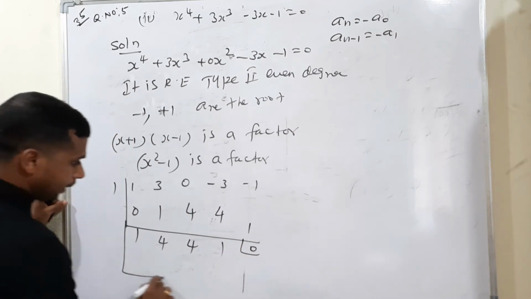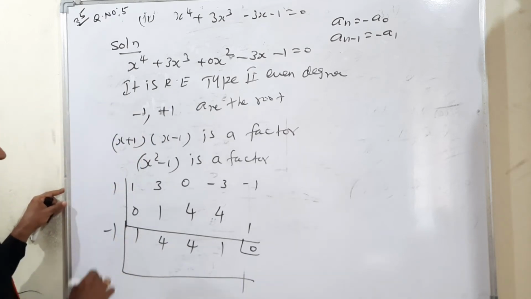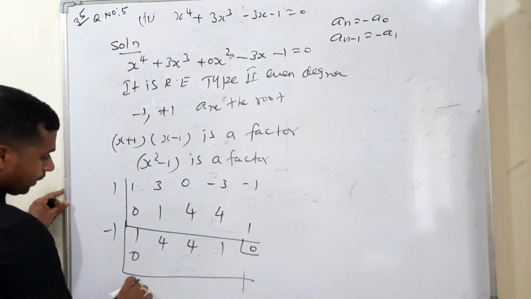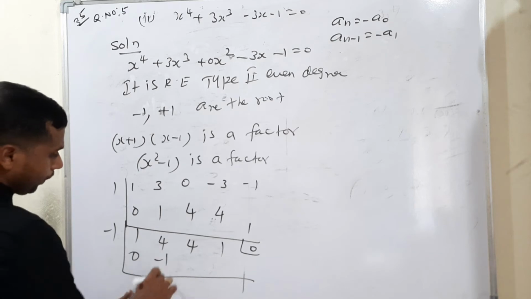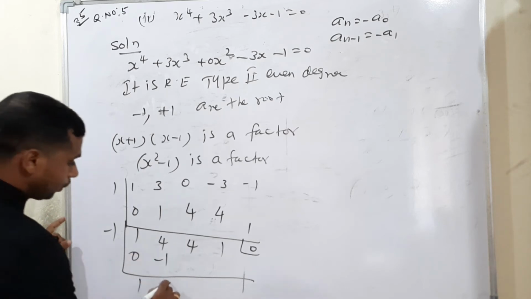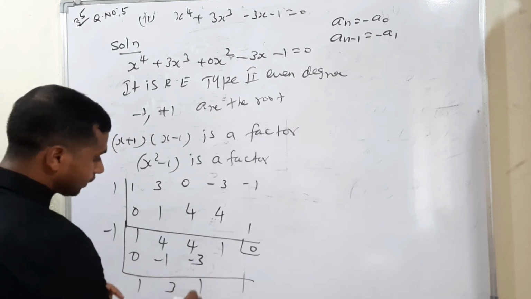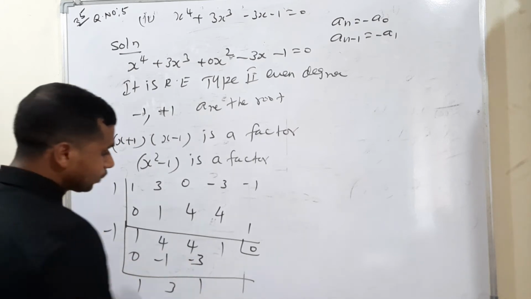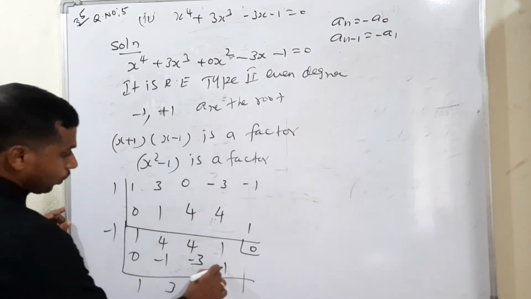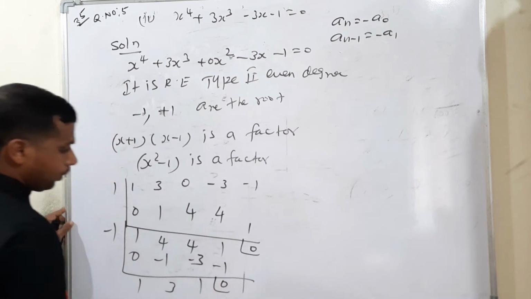Next one, synthetic division. Plus 1 is over, now minus 1. Minus 1 means 1 plus 0 means 1. 1 into minus 1 means minus 1. 4 minus 1 is equal to positive 3. Minus 1 into 3 means minus 3. 4 minus 3 is equal to positive 1. Minus 1 into 1 means minus 1. Therefore, look at that, 1 minus 1 is equal to 0.